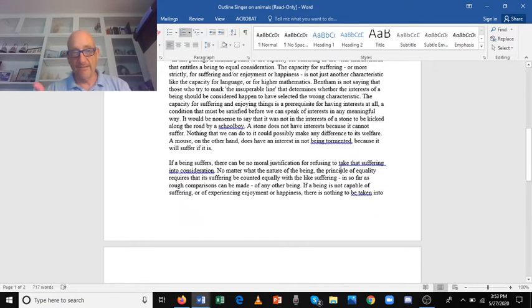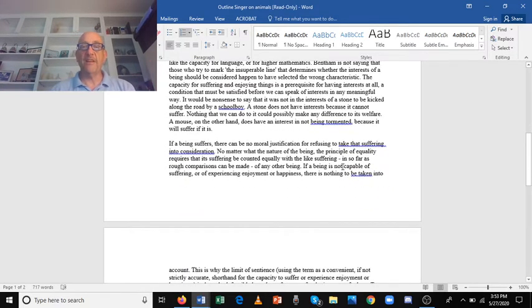On the other hand, here's this example, a mouse does have an interest in not being tormented. If a being suffers, there can be no moral justification, that's my emphasis, I'm reading the quote, for refusing to take the suffering into consideration.